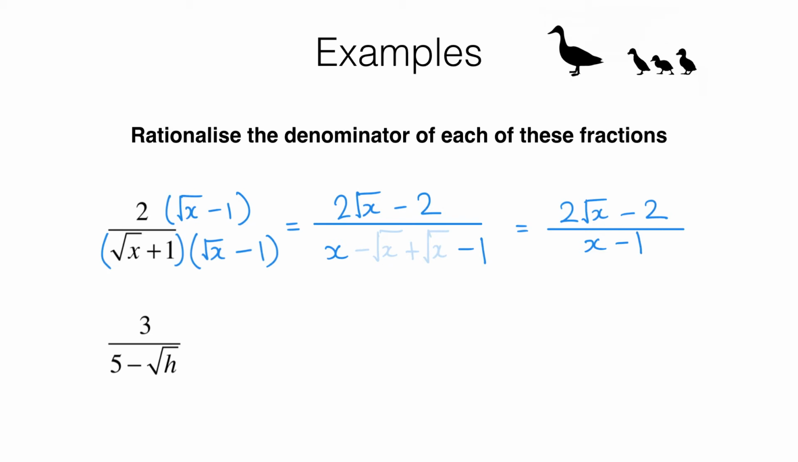Moving on to the next example, we've got 3 over 5 minus root h. To rationalise this denominator, I can multiply it by 5 plus root h, and to keep the fraction equivalent, I need to multiply the numerator by that same thing. Pause the video and see if you can expand the numerator and denominator here for this fraction.